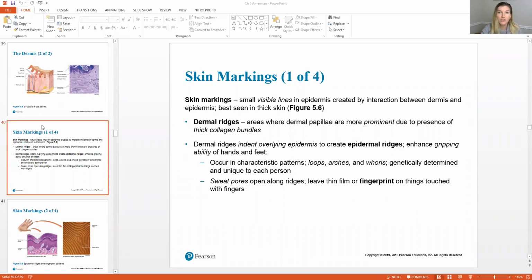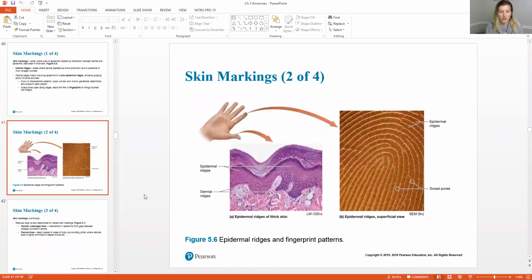So these are actually determined in utero. And so these markings can actually vary between even identical twins. So they are genetically determined, but if one twin is, say, sucking their thumb and another one is just floating there, the patterns will be different. So they are influenced by environmental and genetic conditions, which is kind of interesting.